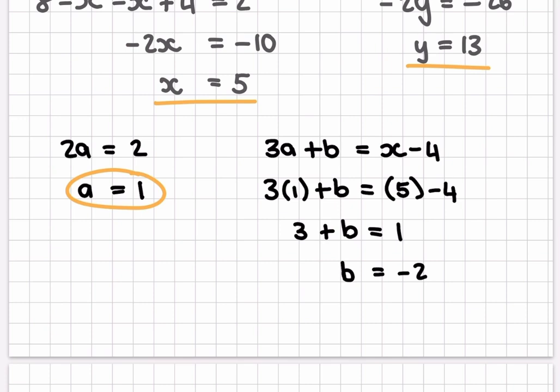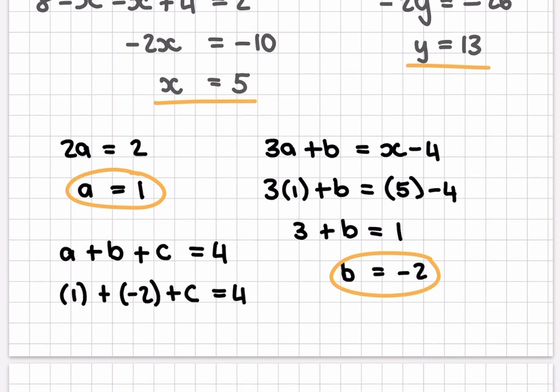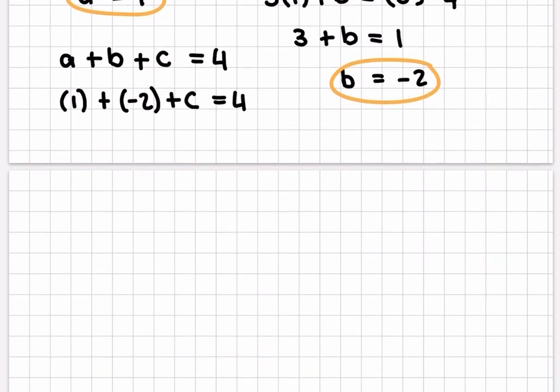Then we said a plus b plus c was equal to 4. We can substitute a in, and we can substitute b in. Negative 2 plus c is equal to 4. We can simplify that to negative 1 plus c is equal to 4. We add 1 on both sides, c is equal to 5.